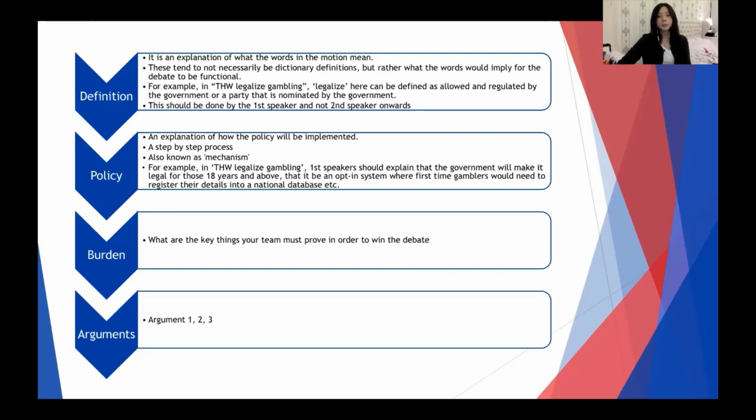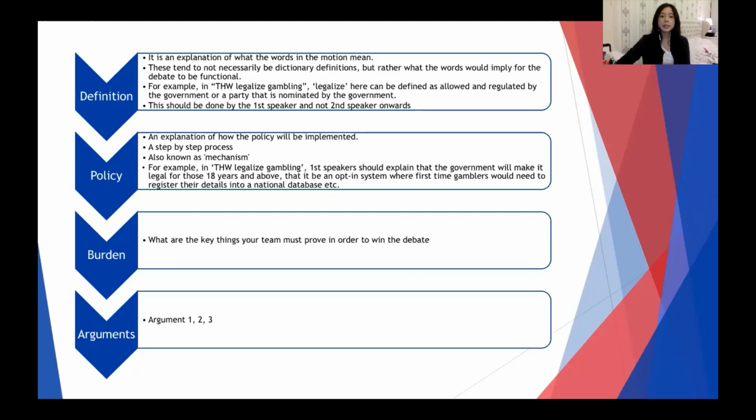So for example, if the topic is this house would legalize gambling, legalize here rather than just it being allowed by a government or whatever the exact dictionary definition would be, you would instead define it as the activity of gambling being allowed and regulated by the government or a party that has been nominated by the government. So you can sort of explain a little bit as to how you imagine this legalization to look like, which brings us nicely into the second bit, which is about policy.